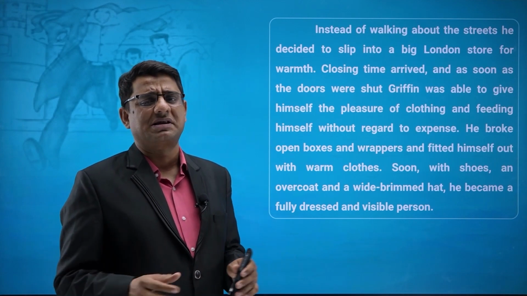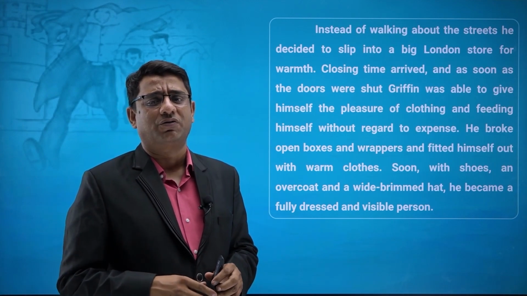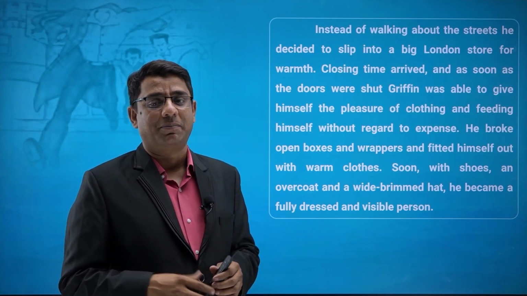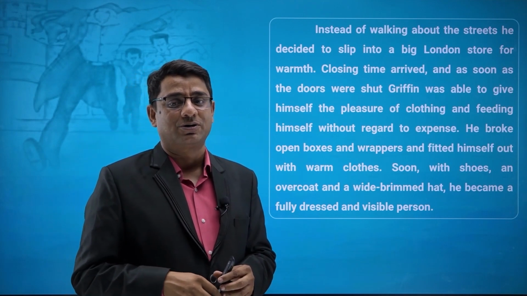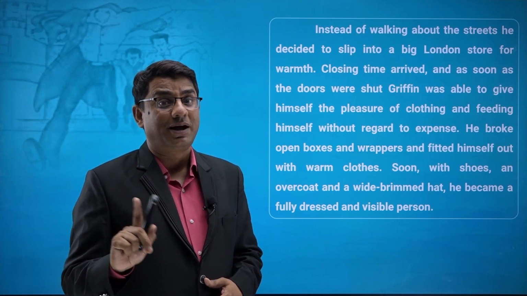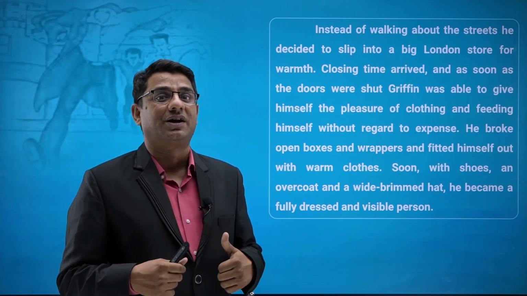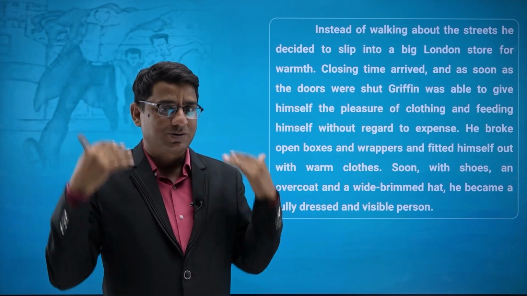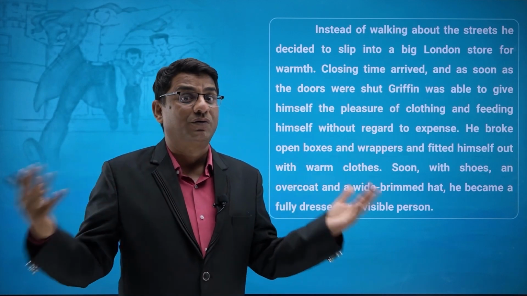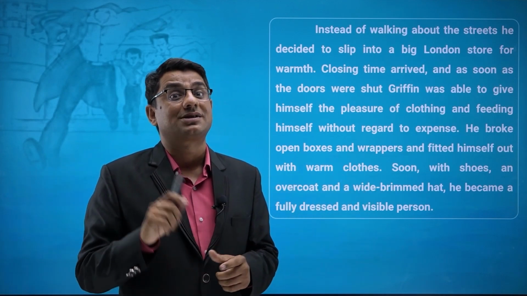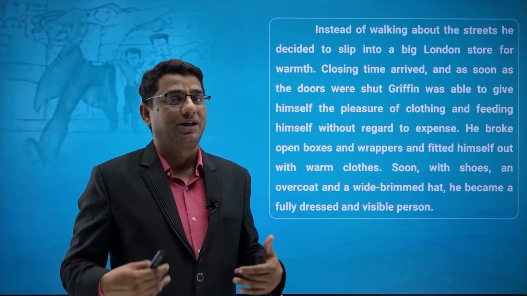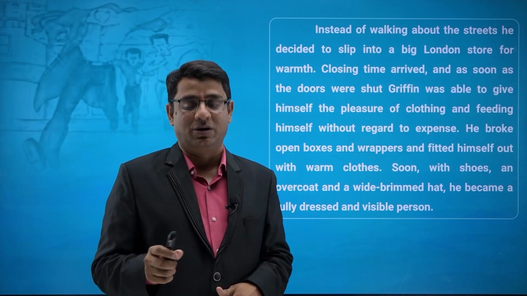He broke open boxes and wrappers, and fitted himself out in warm clothes, with shoes, an overcoat and a wide-brimmed hat. I already told you that he was wearing a hat also. And he became a fully dressed and visible person. How did he become visible? Not by anything else, but because of the clothes that he is wearing. He has covered himself from top to bottom, so it looks like a figure, some man. But once he removes the clothes, he again becomes invisible, because at that time only his clothes are visible. He has devised a method by which his body has become transparent. It is not visible at all.